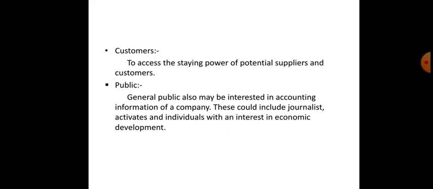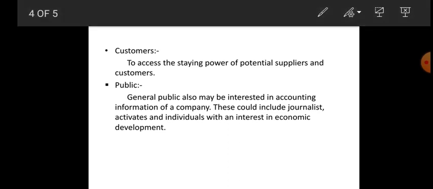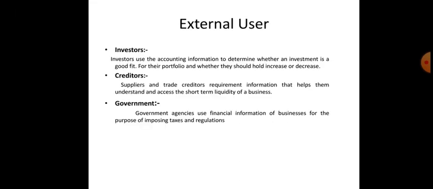The next one is the public. The general public may also be interested in the accounting information of a company. This could include journalists, activists, and individuals with an interest in economic development. So the public is also interested in knowing the accounting data of a particular business for the employment of people. So these are the external users. Public is an external user, customer is also an external user, and investors, creditors, government are external users.